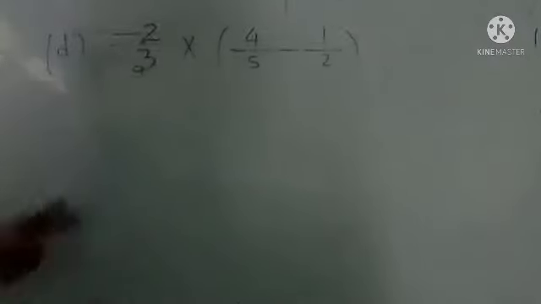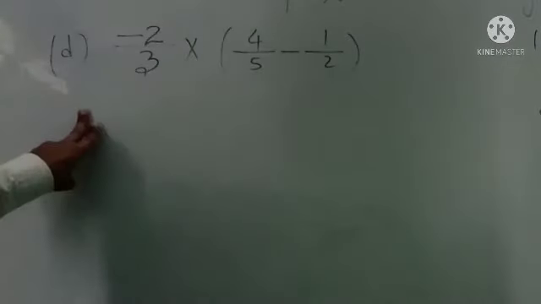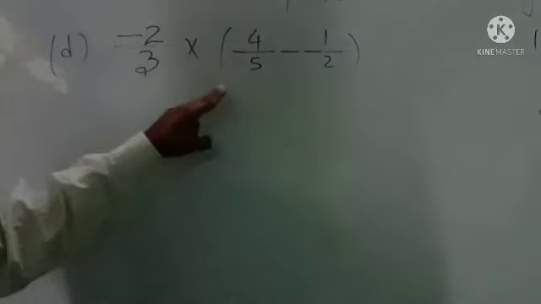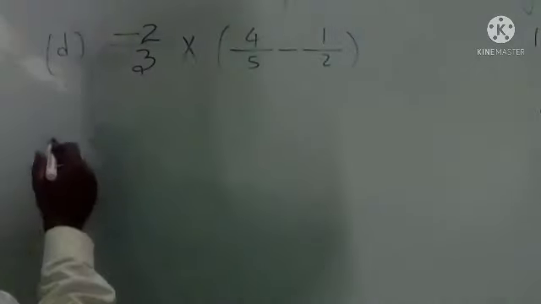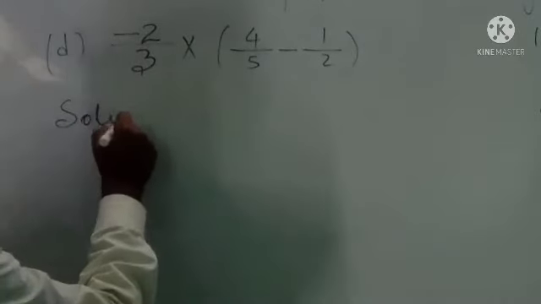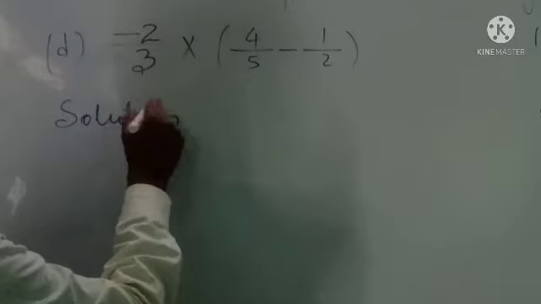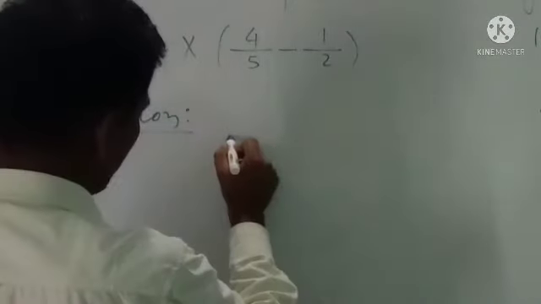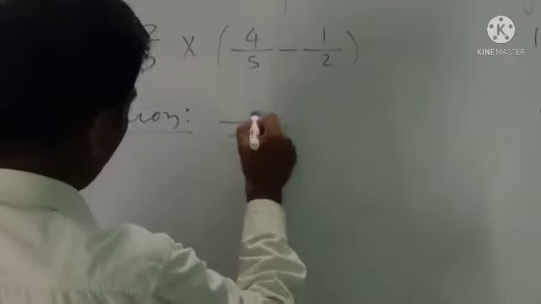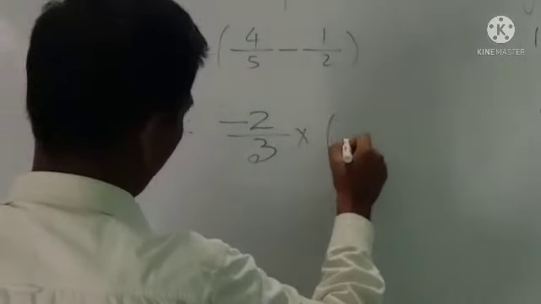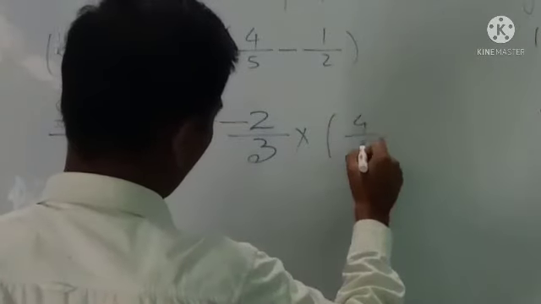Let us take one more question from this same question, sub question D: minus 2 by 3 into 4 by 5 minus 1 by 2 within brackets. So let us solve it. Solution: our question was minus 2 by 3 into, within the bracket, 4 by 5 minus 1 by 2.